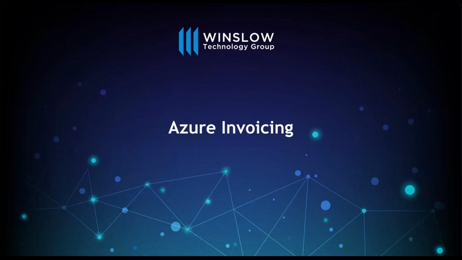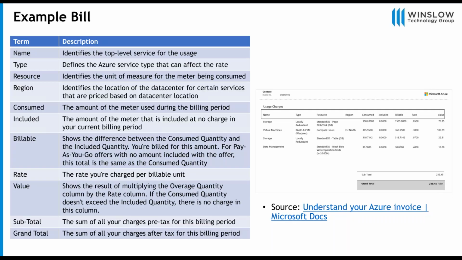First area that we're going to take a look at is Azure invoicing. This is an example bill from Microsoft where you can see the name of your individual resources, the resource type, and the region that the resource is sitting in. You'll see the amount of hours consumed, or data in gigabytes, what the billable amount is going to be, what the rate is, and what the value of it is. And at the bottom, you're going to get your grand total for the month for your normal Azure bill.